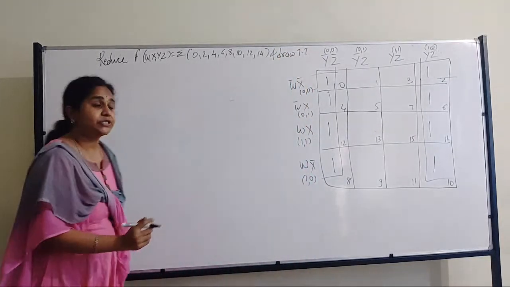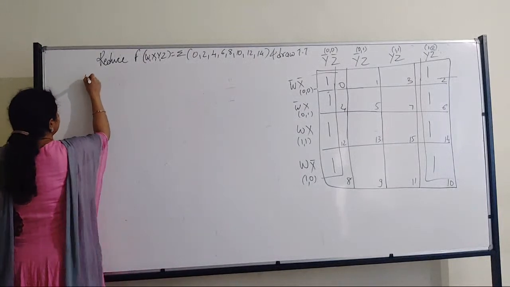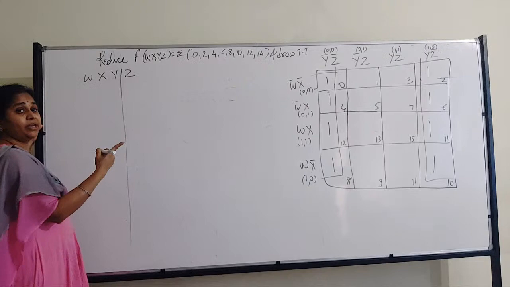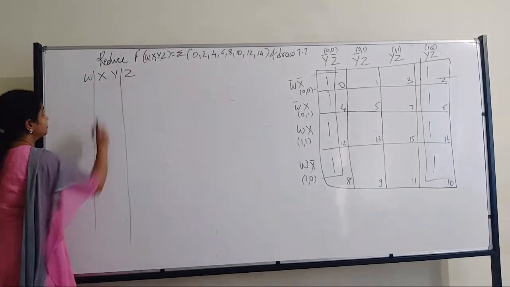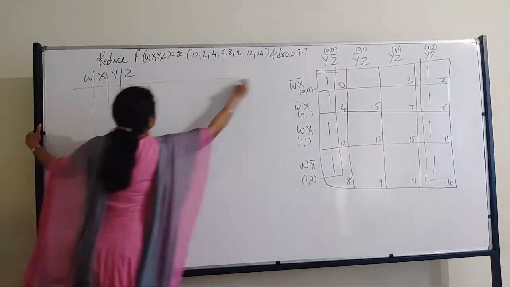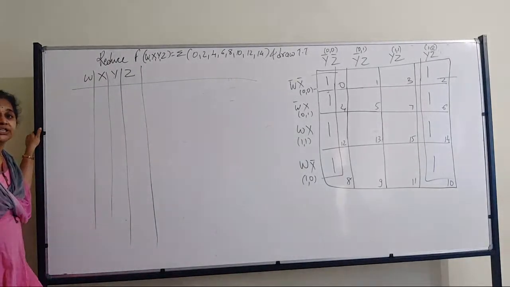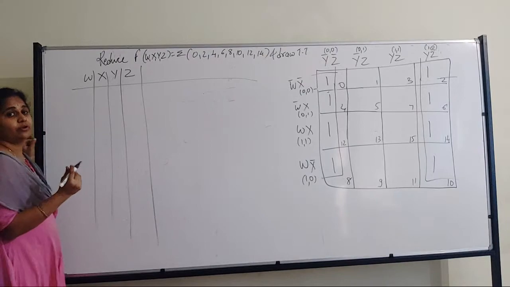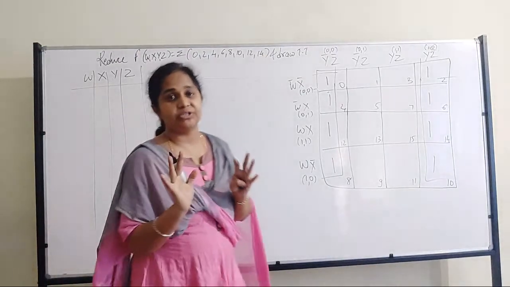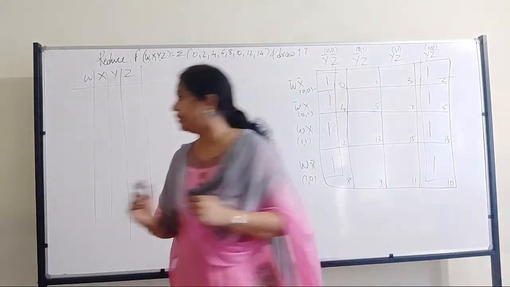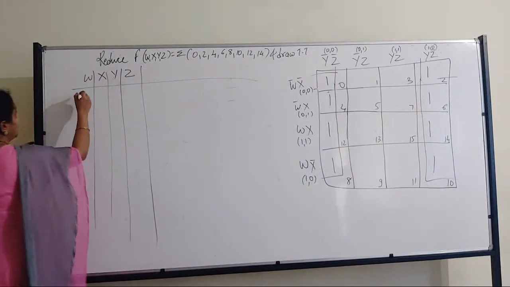So when it says truth table, what you have to do is W, X, Y, Z. How many variables? 4 variables. So you know 4 variables. How did I teach you? So the first 4 you have to divide. 16 combinations will come. Means 8 and 8. So the first 8 will be 0. The next 8 will be 1.